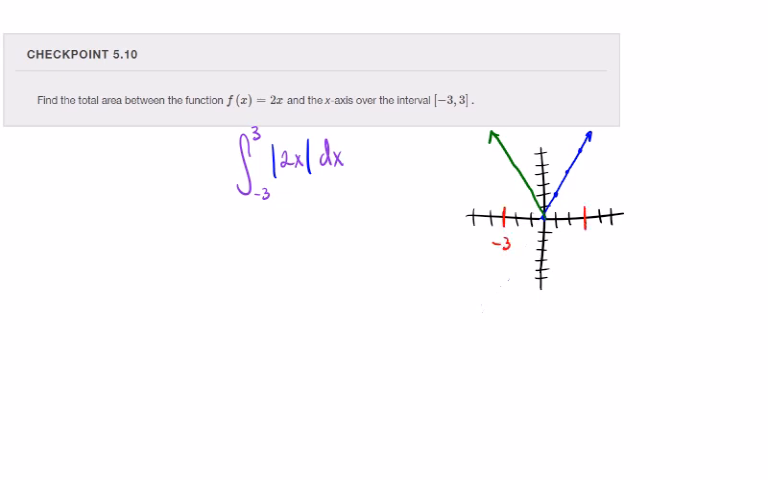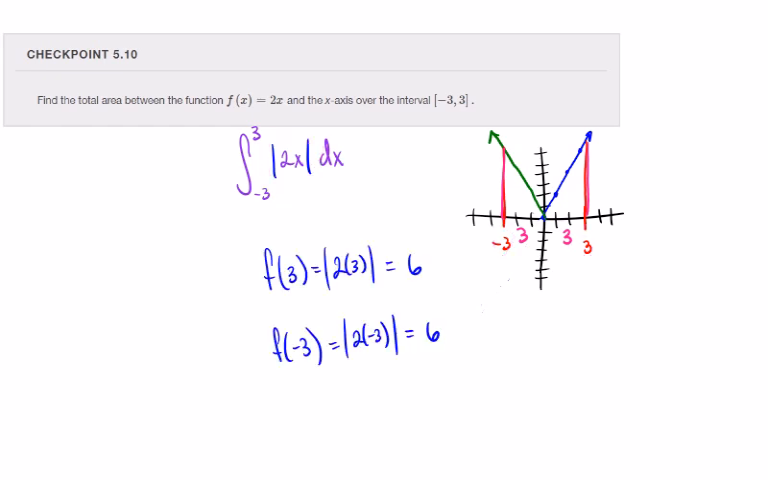Okay, so it looks like we're going to have two triangles. Kind of seems like that's a common theme here. So two triangles, and so we have the base is 3 for each of these triangles, right? And then go ahead and find the height. So remember, to find the height, you're going to plug in these into the function here. All right, if you got 6, well done.